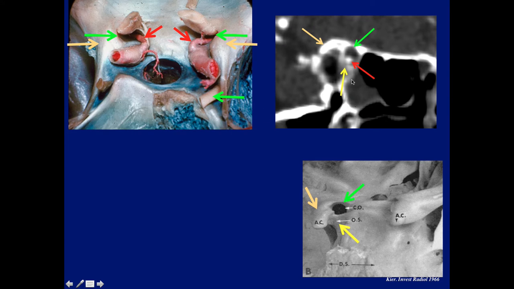So if we look at this beautiful reformatted oblique coronal CT that Kathy did, we can see how similar this anatomy is to the specimen here. So here's the optic canal, and this is part of a contrast CTA, and we can see the ophthalmic artery, we see the optic strut, and the anterior clinoid over here. So again, just like in the specimen, optic canal, strut, and anterior clinoid, except that here we see the ophthalmic artery.